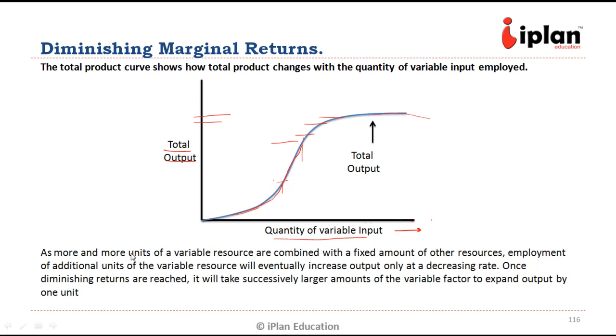So as more and more units of the variable resource are combined with a fixed amount of other resources, employment of the additional units of variable resource will eventually increase the output only at a decreasing rate. So here the rate is decreasing. The marginal output is decreasing. Once the diminishing returns are reached, it will take successively larger amounts of variable factor to expand output by one unit. So here, to expand the output by just one unit, we would require hiring a large number of labor or the variable factor.